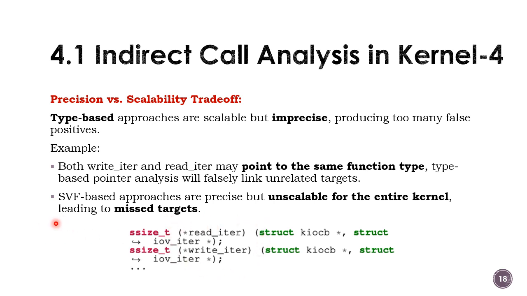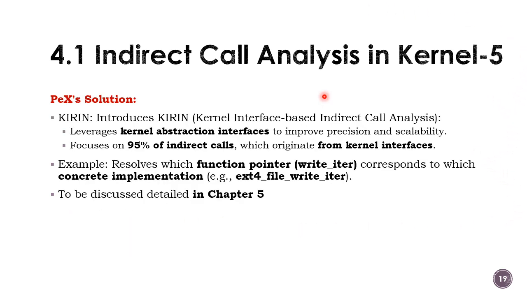And another point is that if we use SVF, it can resolve this problem because it basically traverses the paths, but it's unscalable, as we mentioned. It cannot analyze the entire kernel. It turns out to miss targets, so the problem still remains. So far we mentioned so many problems that could happen in the issue of indirect code analysis in the Linux kernel.